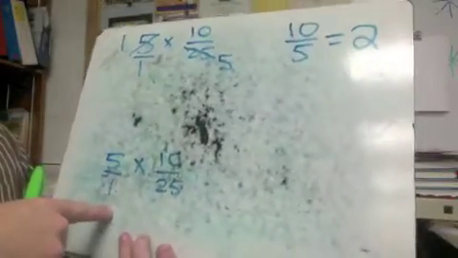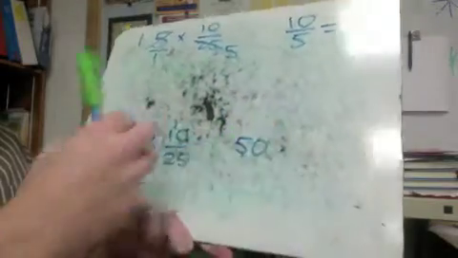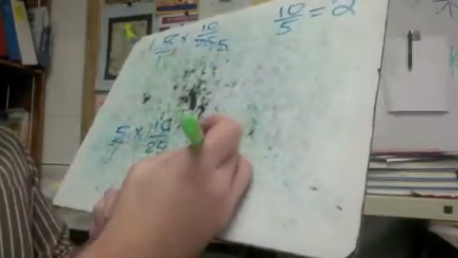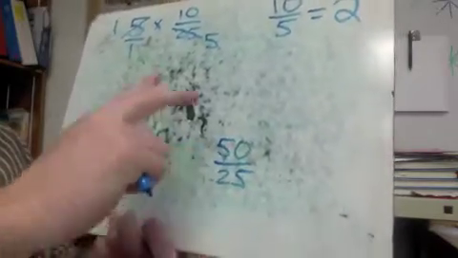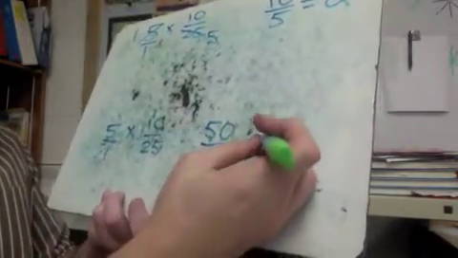Down here, if you just did it straight up, 5 times 10 is 50. 1 times 25 is 25. And we get the same thing. 25 goes into 50 2 whole times.